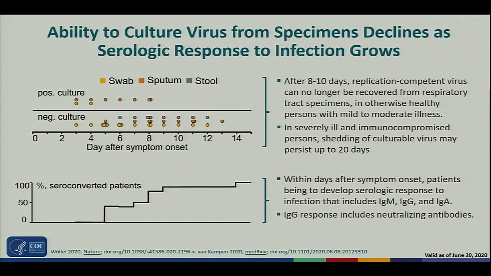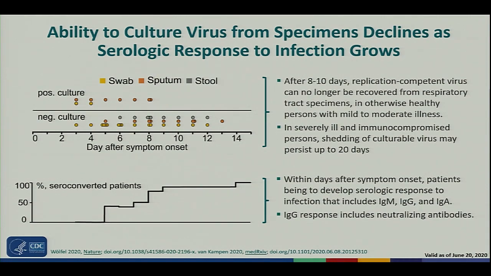Second, as viral burden declines, as shown in the upper figure, the ability to recover live virus from human samples by culture becomes more difficult. After 8 to 10 days, replication-competent virus can no longer be recovered from respiratory tract specimens in a number of studies now, and this is in otherwise healthy persons with mild to moderate illness. There is a recent study that suggests that in severely ill patients and in persons immunocompromised from bone marrow transplant and organ transplant, shedding of cultural virus may persist up to 20 days.